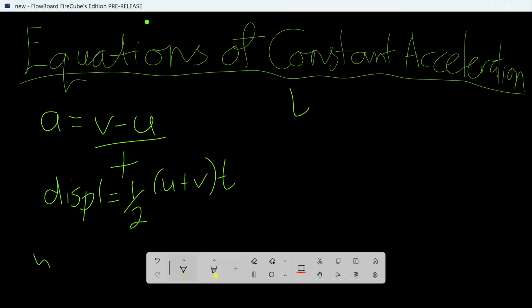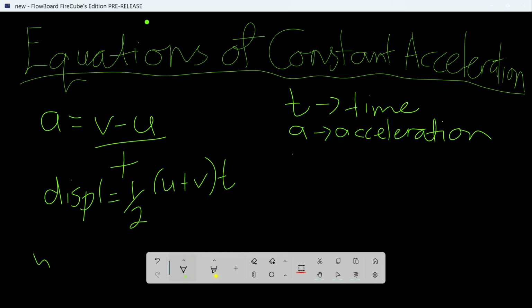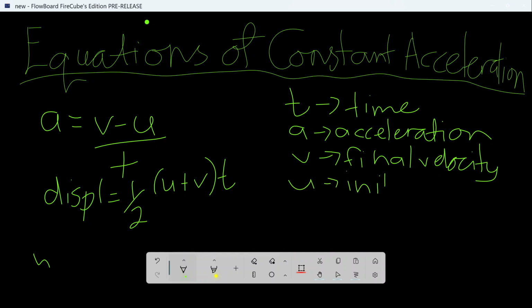We have the t, which might be the most obvious one, that stands for time. Then we've got the a, this is also quite easy, acceleration. We've got the v, which stands for final velocity, and then there's u, that stands for initial velocity.